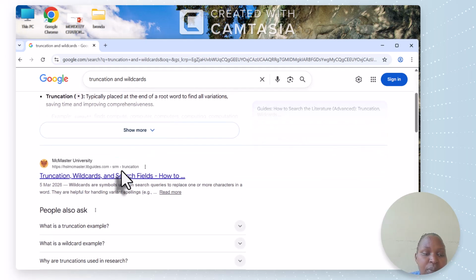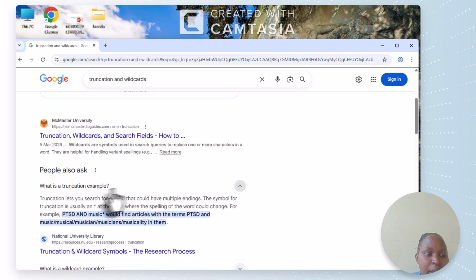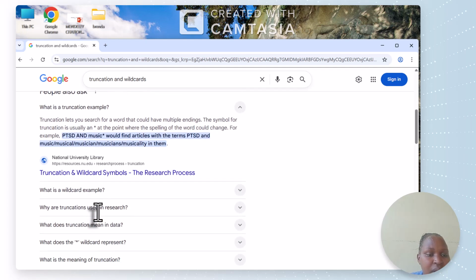And let us continue with the examples of truncations. Truncations let you search for a word that could have multiple endings. The symbol for truncation is usually a star at the point where the spelling of the word will change. For example, this would find articles with the terms of PTS. That is all about truncations.